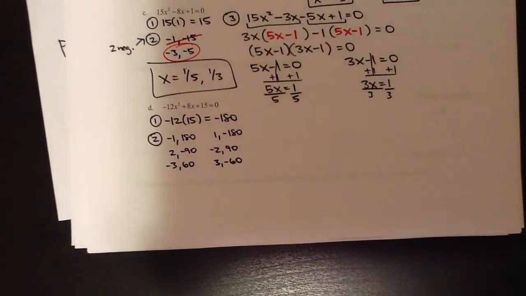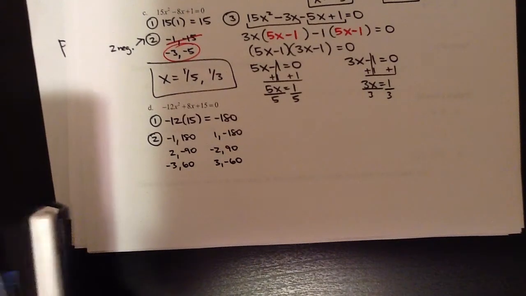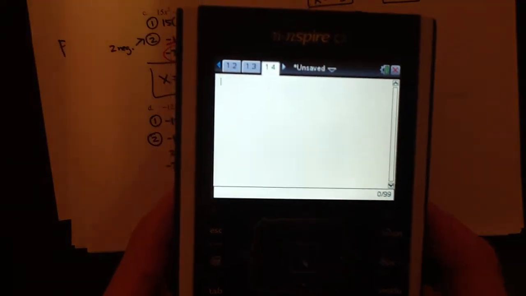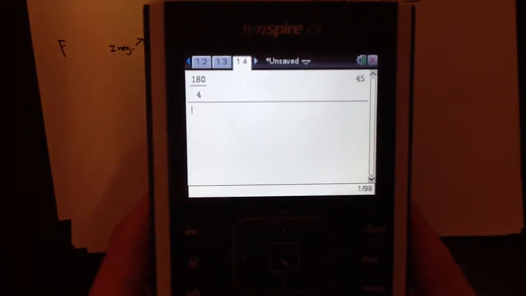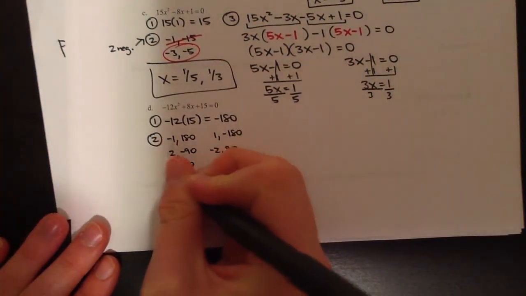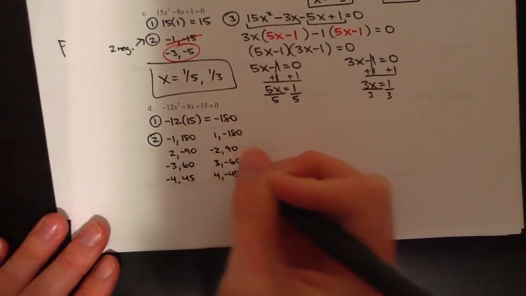Let's see if 4 is a factor. And you can always check. This is a very easy thing to do to check if something's a factor. You could take 180 and divide it by 4 to see if 4 is a factor. And it is. So it would be 4 times 45. So we could do negative 4 and positive 45, or positive 4 and negative 45.